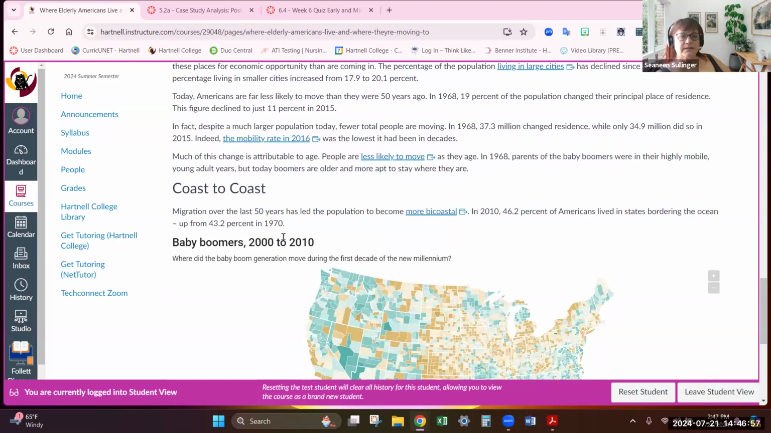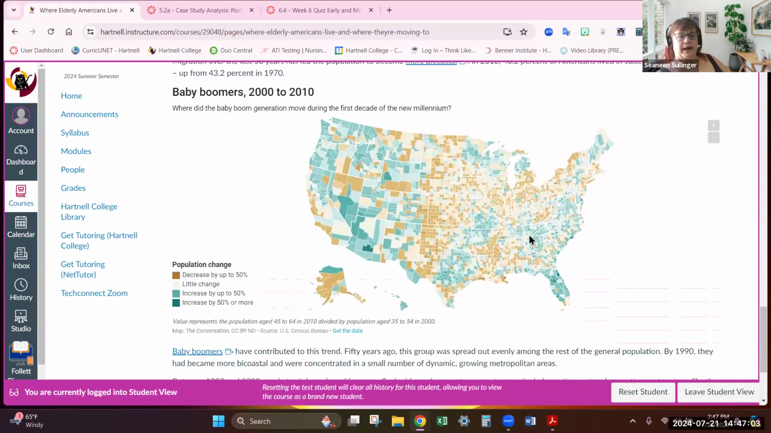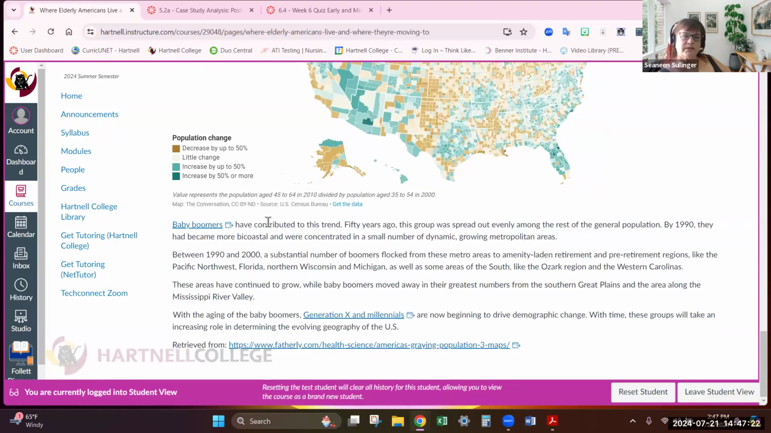And this gives a statistic about baby boomers from 2000 to 2010. Where did they move, and how did that work out for them? It tells you that there was a population change in some places. Well, that's Alaska. Who wants to move to Alaska? Actually, I have two friends that I went to high school with who live in Alaska. So this tells you how the population changed over those years. I just thought these were interesting statistics.